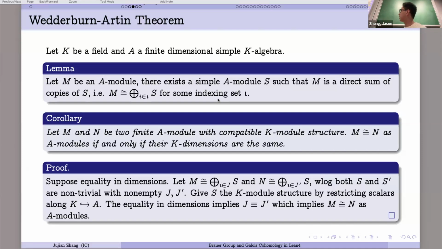And another corollary is that if M and N are two finite A modules and K modules, such that the A action and the K action are compatible, then M and N are isomorphic as A modules if and only if their K dimensions are the same.